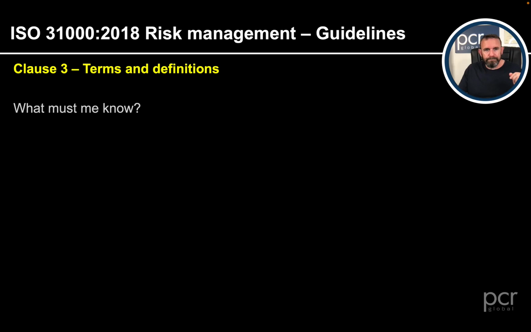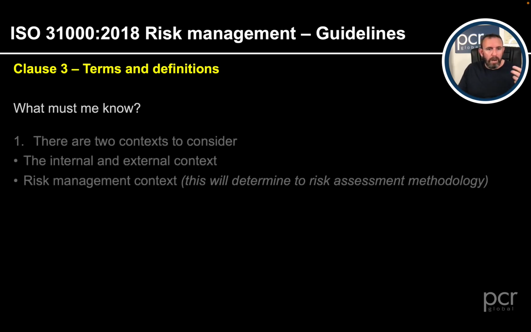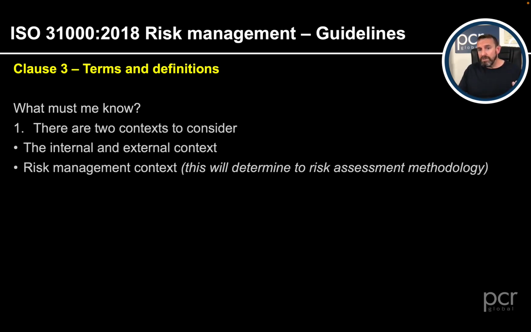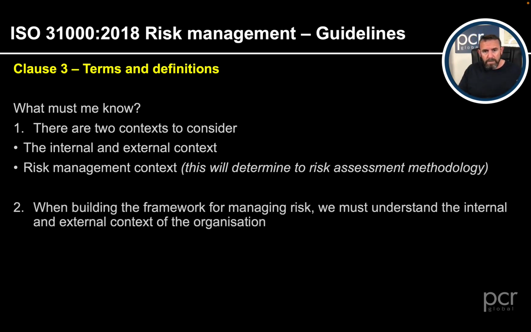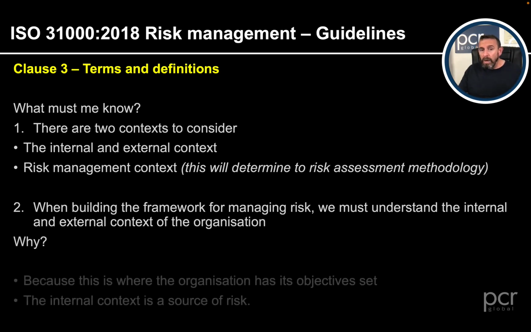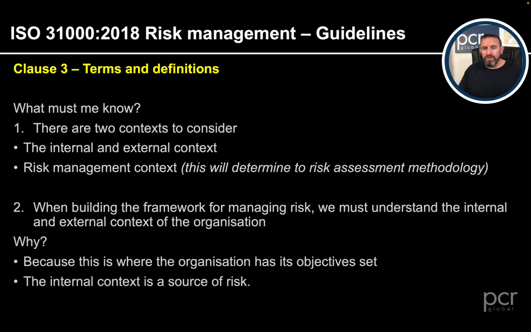So, what must we know? Well, we must know there are two contexts to consider. That is the internal and the external context, but also the risk management context. As we've just discussed, this will determine our risk assessment methodology and the risk management process methodology as well. And when building the framework for managing risk, we must understand the internal and external context of the organisation. And why? Because this is where the organisation has its objectives set. This is where we're operating.